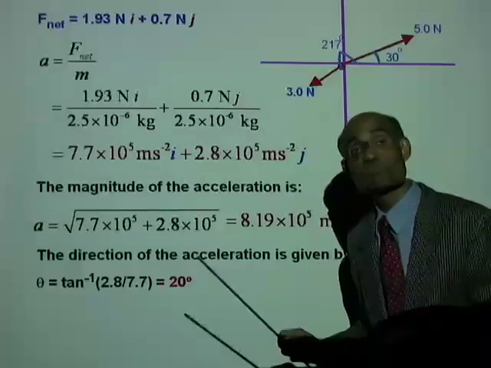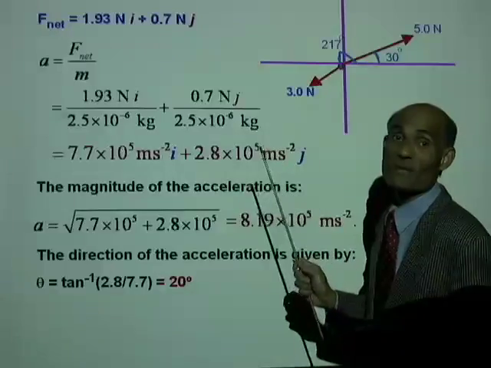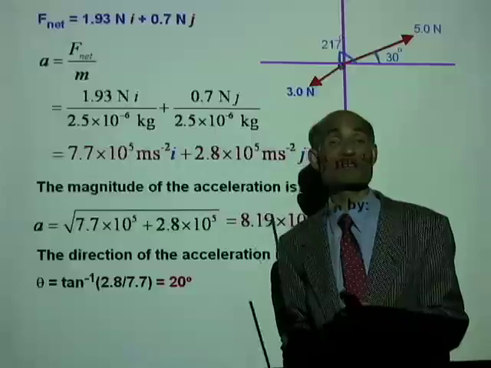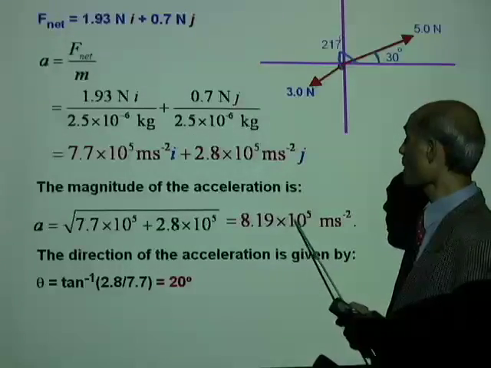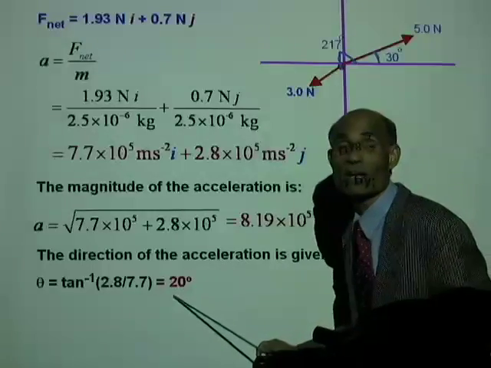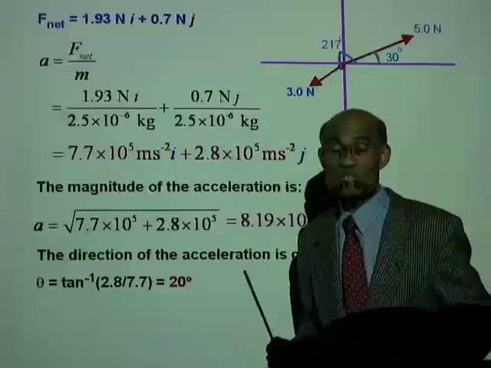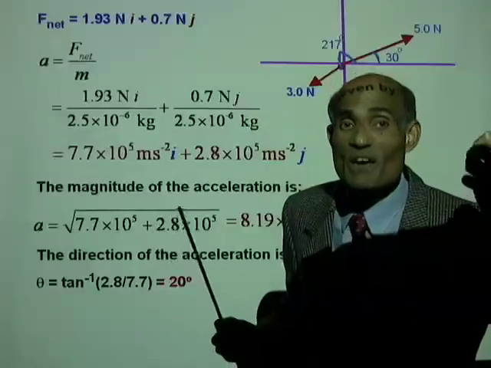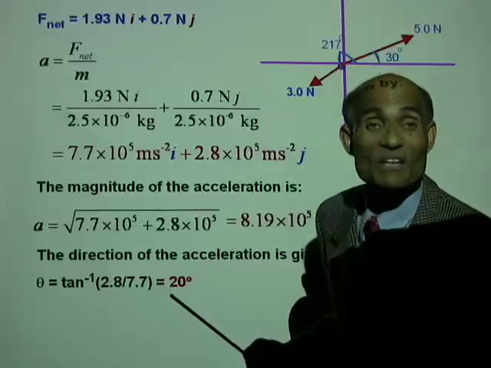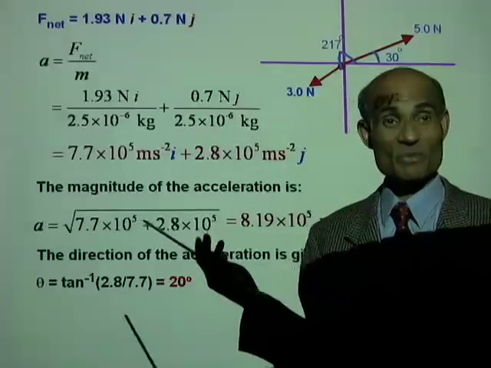The acceleration produced by those two forces on a particle of mass 2.5 times 10 to the negative 6 kilogram is 8.19 times 10 to the 5 meter per second squared at an angle 20 degrees with the x-axis. You notice here that we are using everything that we did in Unit 1 for adding vectors. Now here we are dealing with force vectors. Okay.